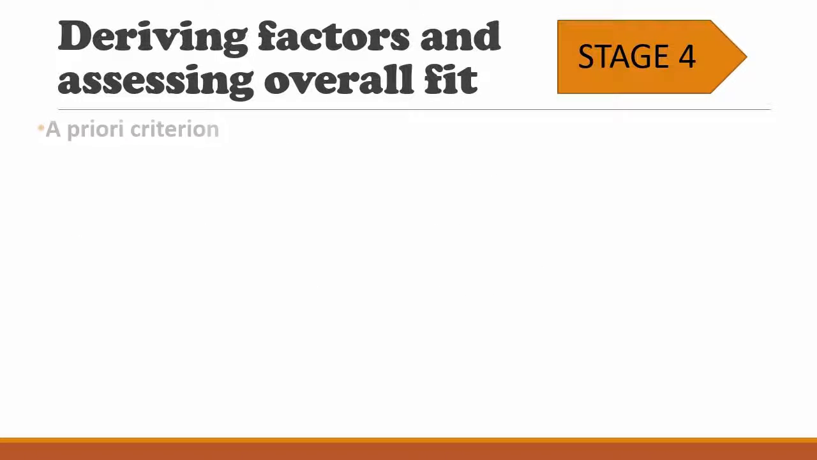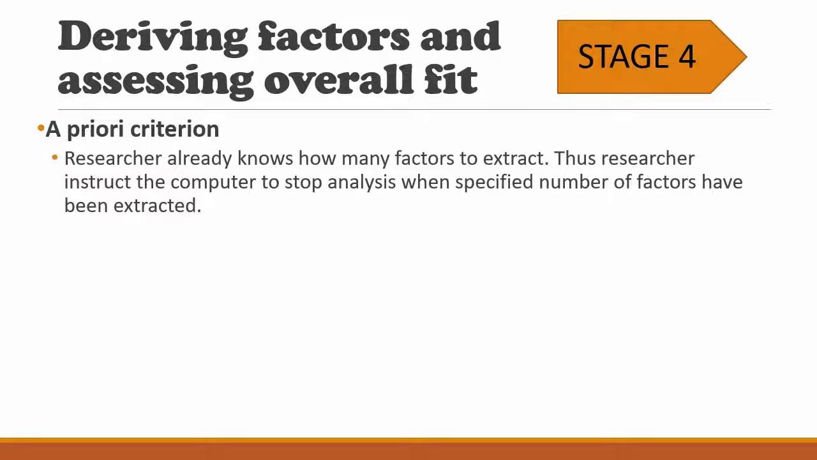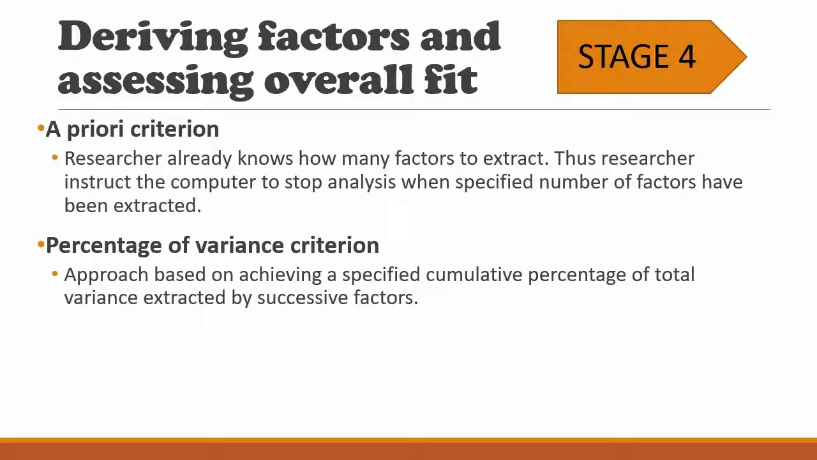Number 2, a priori criterion. The researcher already knows how many factors to extract. Thus, the researcher instructs the computer to stop analysis when the specified number of factors have been extracted. Number 3 is the percentage of variance criterion. This approach is based on achieving a specified cumulative percentage of total variance extracted by successive factors.